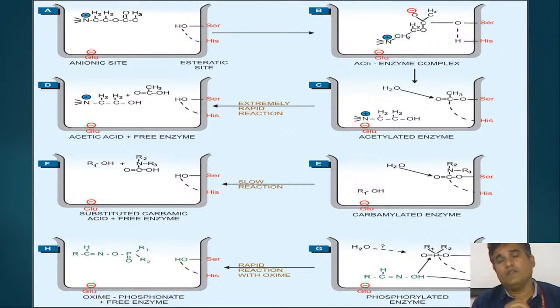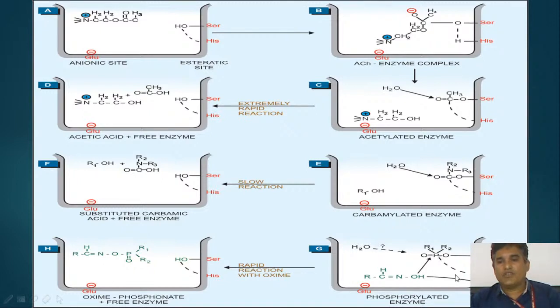For example, edrophonium and tacrine bind to this anionic site, and phosphate binds to the esteratic site. When this phosphate binds to the esteratic site, its degradation, you can say its hydrolysis, is very slow. Here it may get hydrolyzed but takes much time, and by that time new enzyme gets synthesized, and that's why you can say it is an irreversible inhibitor.